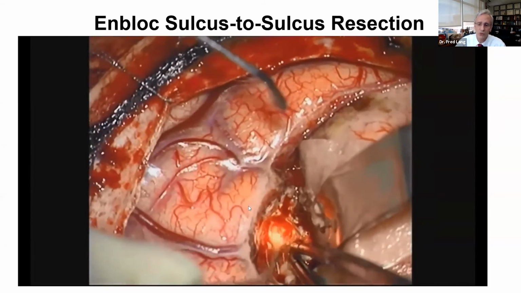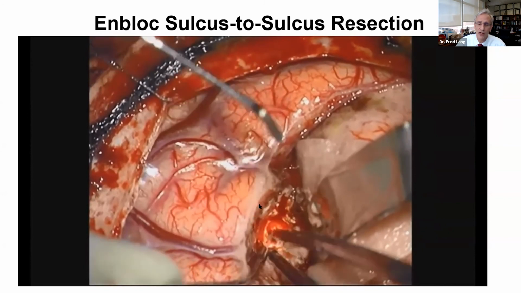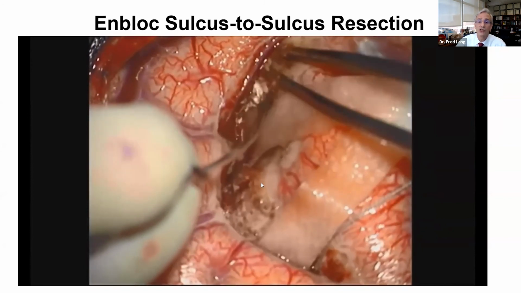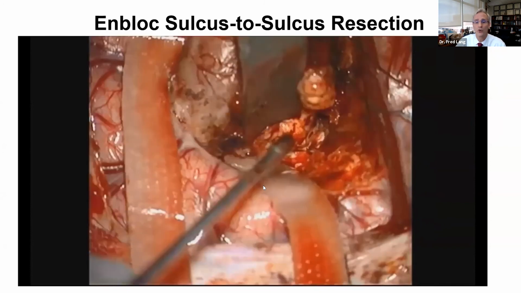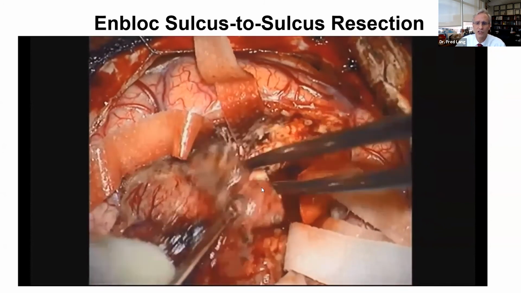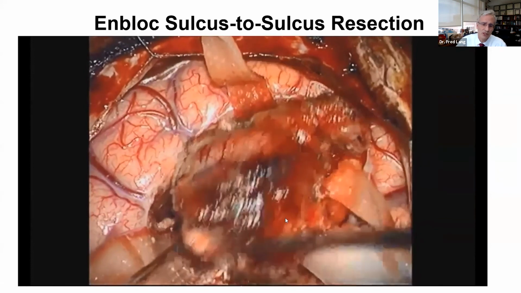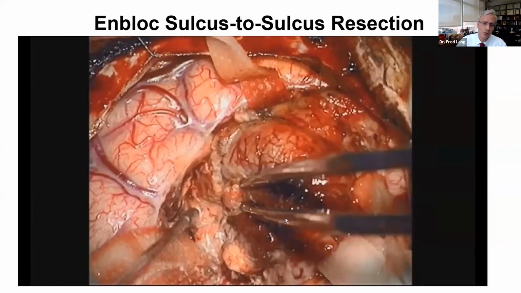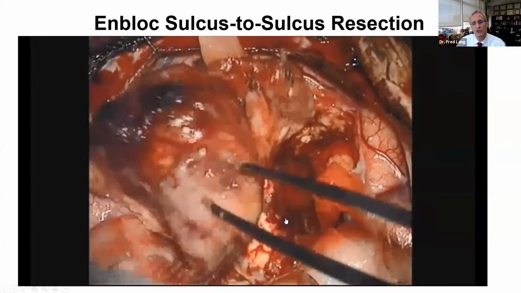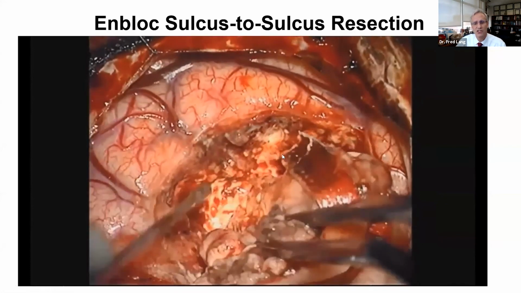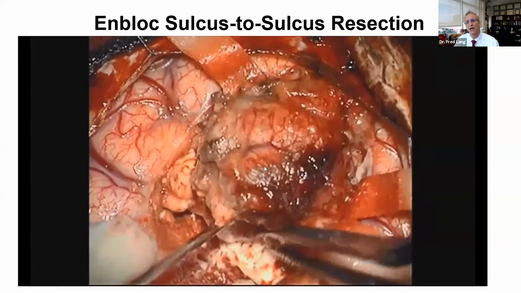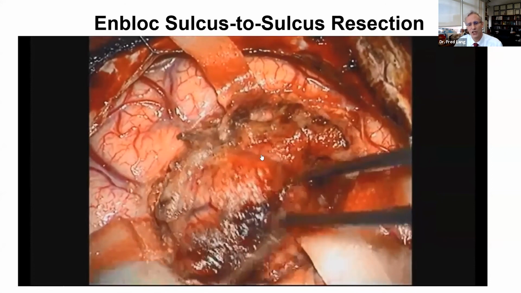Once we're in the base, we now find a plane between the tumor and the white matter. We can use the intraoperative ultrasound or the computer-assisted guidance to help us find that plane. And then we simply dissect circumferentially in that white matter plane, eventually removing the tumor as an en bloc mass. And you can see that this is a completely bloodless surgery with a complete resection of this tumor.